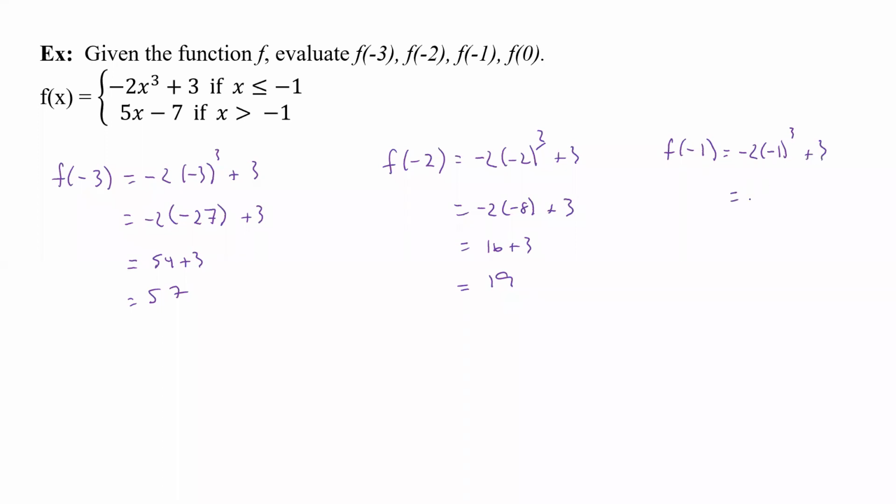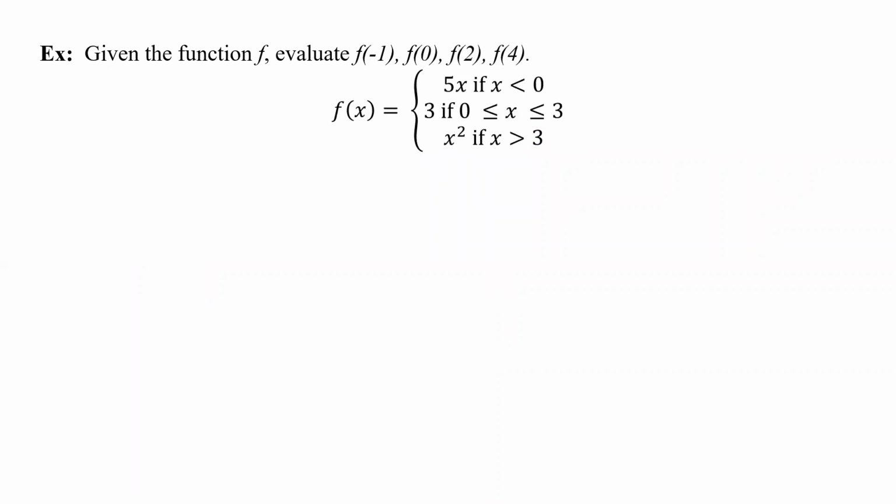Well, negative 1 cubed is negative 1, so we have negative 1 times negative 2 is positive 2 plus 3, and so we get 5. And our final one, f of 0, well, where does it lie? Well, 0 is going to be greater than negative 1, because if you think about your number line, here's negative 1, so 0 is greater than negative 1, so we're going to have it here. And so we'll have 5 times 0 minus 7, and so that's just minus 7 because 5 times 0 is 0, so we just get negative 7.